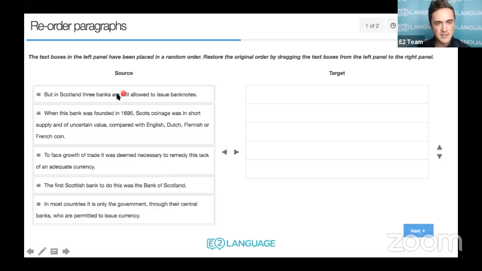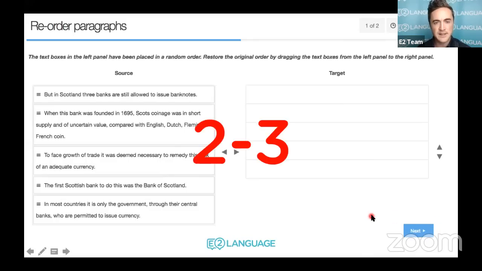So you get some instructions, you get a mixed up paragraph here, you have to put it back together in the right order here using these little buttons. You click next when you have done it. You get 2 or 3 of these on test day.